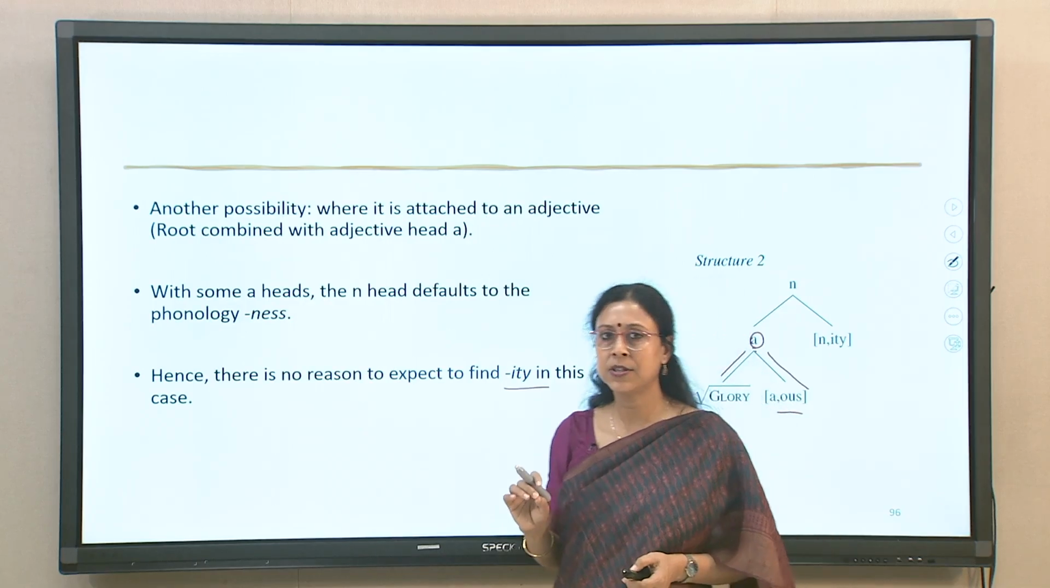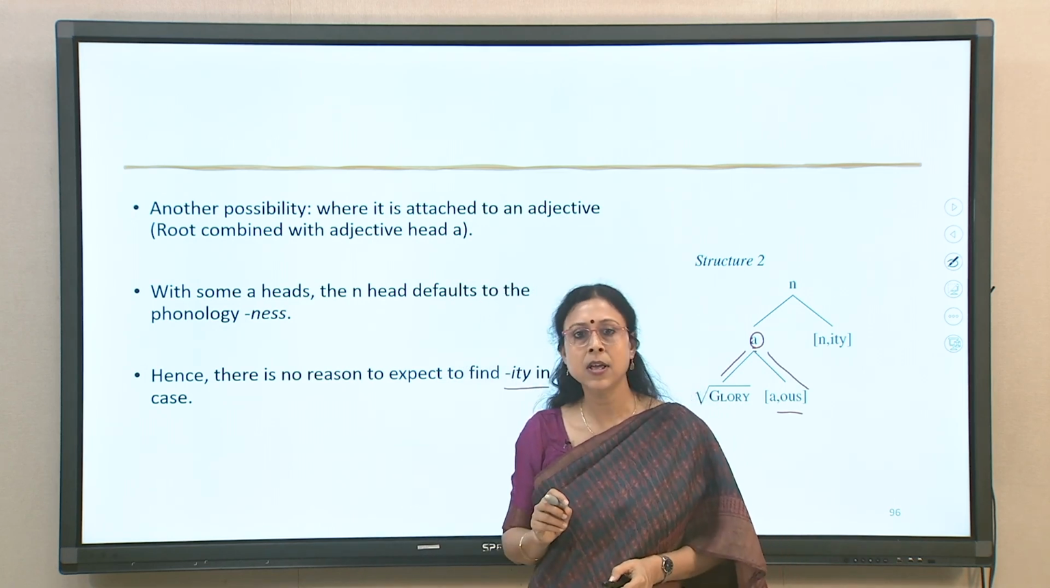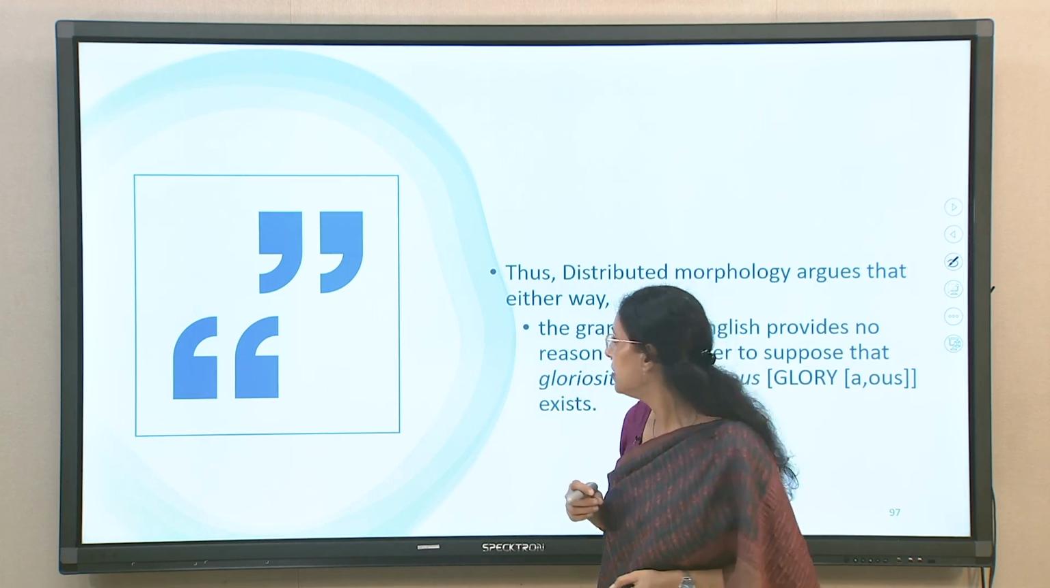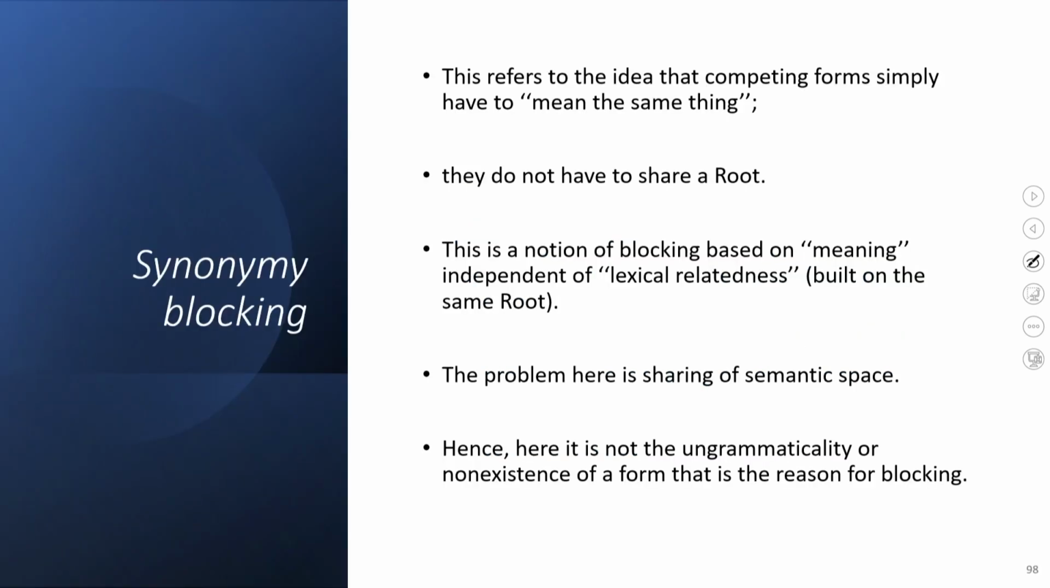If you follow this road, ness will be allowed, not ITY. So, the grammar will simply not create the ITY structure. Thus, distributed morphology argues that whether you follow the first or the second pattern, the grammar of English provides no reason for a speaker to suppose that gloriosity will exist. It will simply not exist, because within the grammar of English this is not allowed as far as distributed morphology is concerned. So, that is about the lexical part.